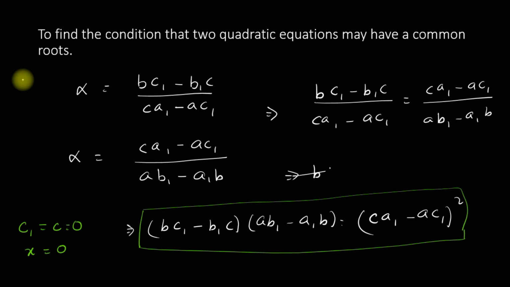And here we have a condition that AB1 minus A1B does not equal 0. Why? Because if AB1 minus A1B is 0, then the denominator part is 0, which is division by 0 and is not defined. So these are the two conditions. This is the condition that two quadratic equations have a common root.